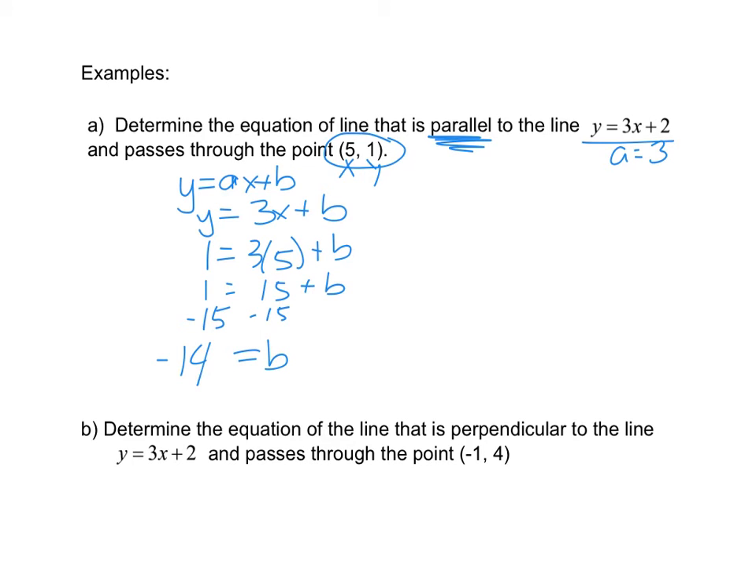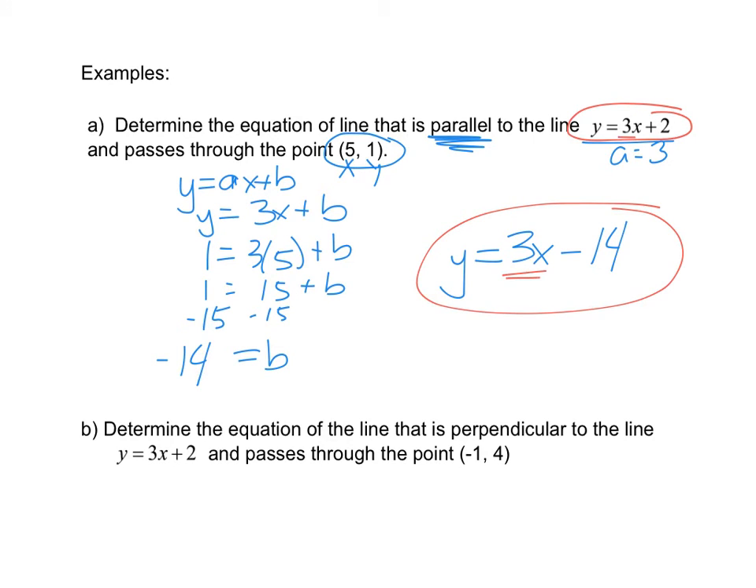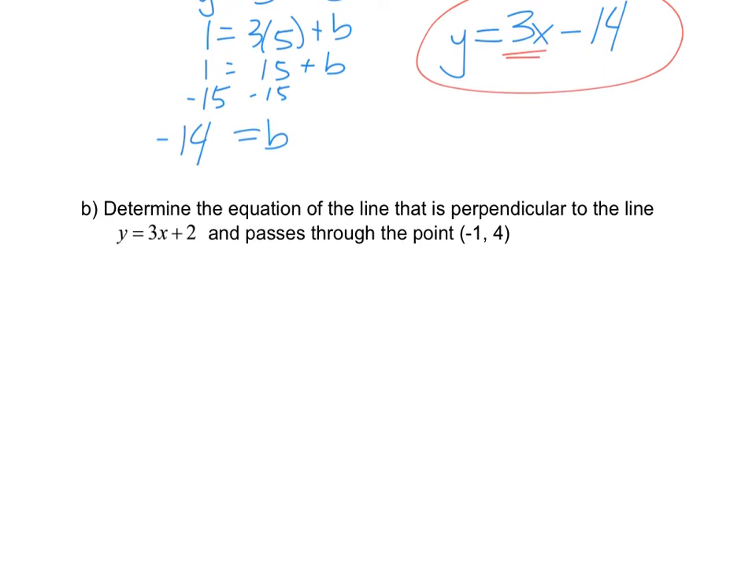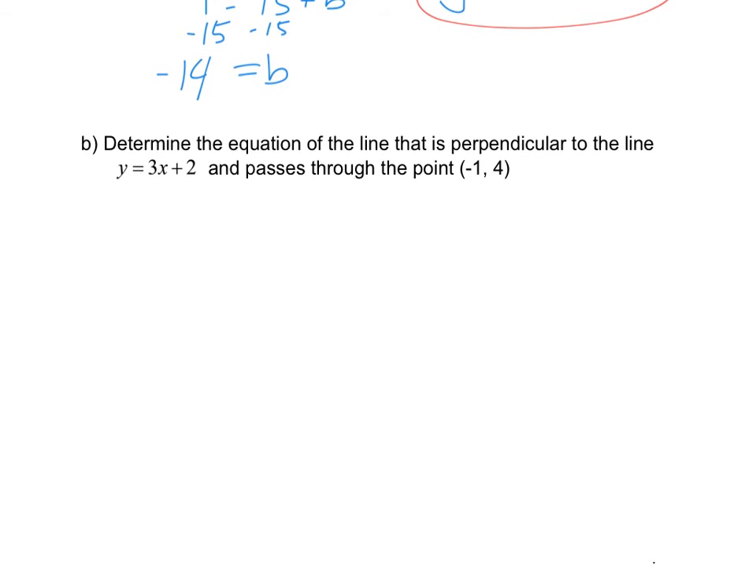Now I can write the rule. My new line, its equation is y equals 3x minus 14. And if I go back and look at my two lines, they have the same slope. So I know they're parallel, and they have different y-intercepts. So they are definitely different lines. Now we'll try another example. This time we'll use perpendicular lines.